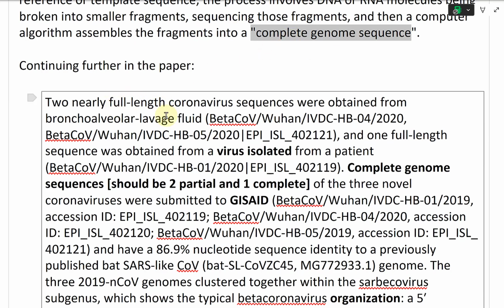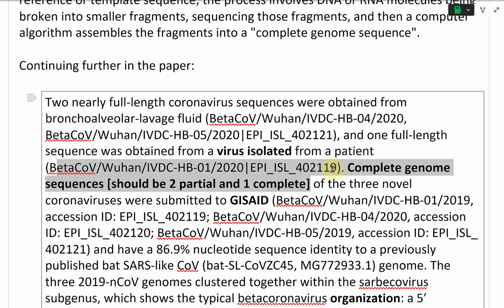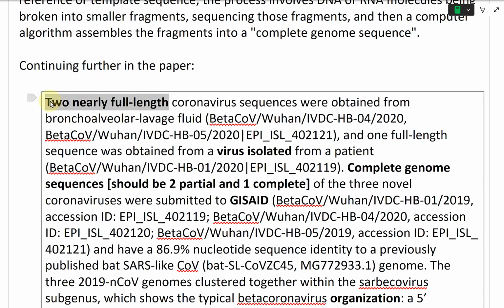So continuing further in the paper. 2 nearly full-length coronavirus sequences were obtained from bronchoalveolar lavage fluid, and this is called beta-CoV Wuhan, and so on, this identification. And that's this one, and there's the second one right here. And 1 full-length sequence was obtained from a "virus" isolated from a patient, and this is this one right here. This is the full length, the other one is partial length. But then they state that complete genome sequences should be 2 partial, 1 complete, because it says right here 2 nearly full. Yeah, so we have 2 nearly full and 1 full. And then 1 full length sequence were obtained.